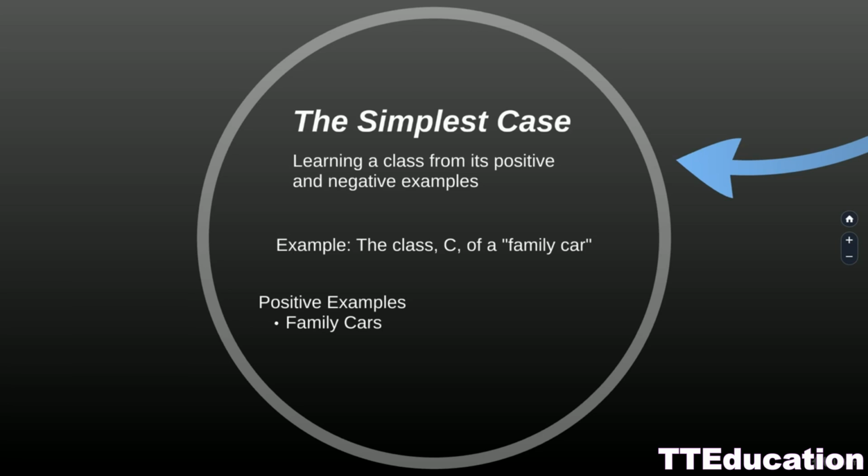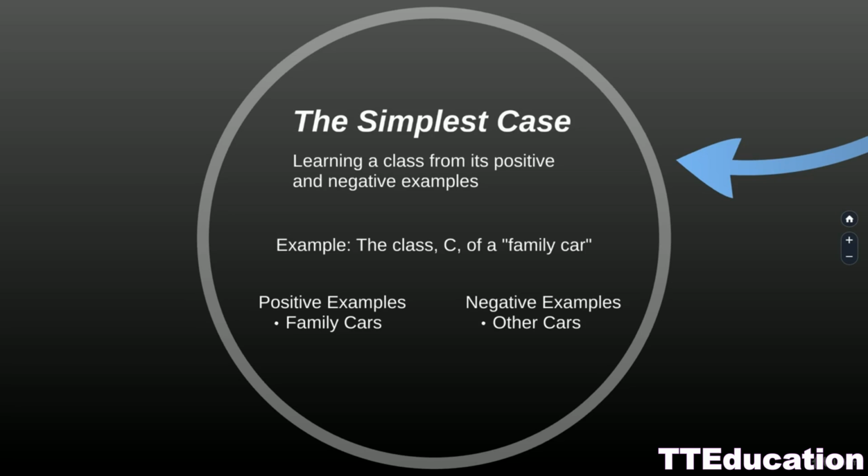So positive examples: family cars. These are going to be your minivans, your SUVs, anything with a high safety rating. On the negative example side, you've got maybe race cars and sports cars. Motorcycles, probably not a family car, whether or not you consider that a family car. Either way, we have positive examples and negative examples, and we're going to use these to teach our algorithm how to detect or determine the class C of a family car.